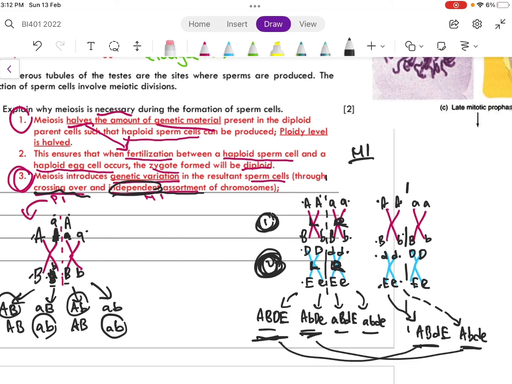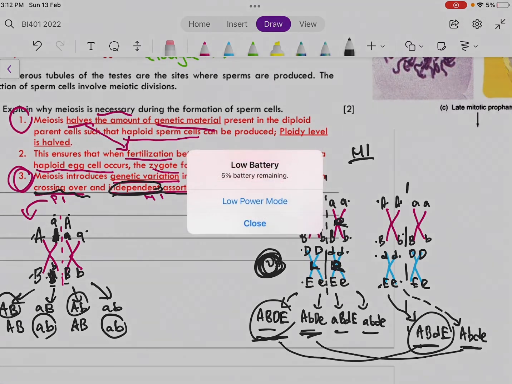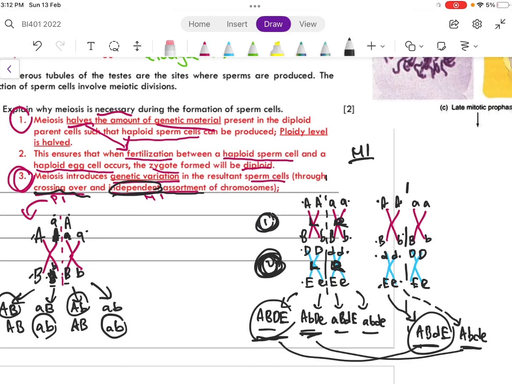So this also helps to increase the genetic variation. Each sperm now becomes very different from each other because of how the chromosomes arrange themselves at the metaphase plate.